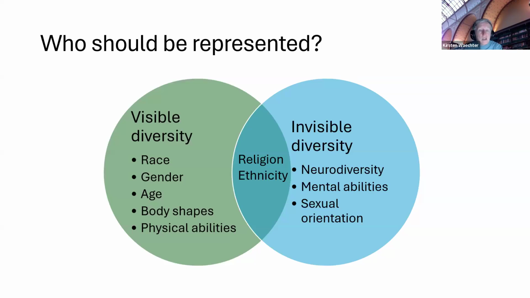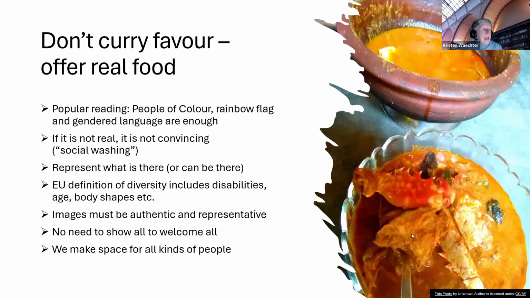And this is also something which is quite interesting. Now, we have the saying in English to pay lip service, so just to do something for show. And of course, we shouldn't do that. We should offer real food. And the typical line these days is, okay, we have a rainbow flag for the LGBTQ community. We show some people of color. We make sure that we use gendered language, and that's enough. No, this is token diversity. This is not true diversity. So it's a bit like social washing.